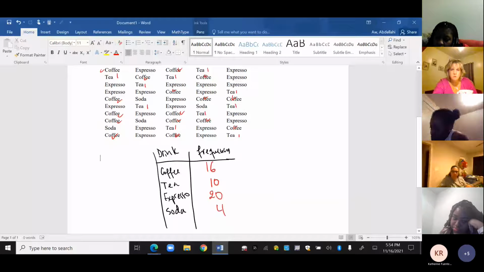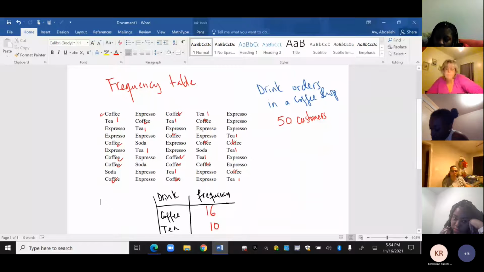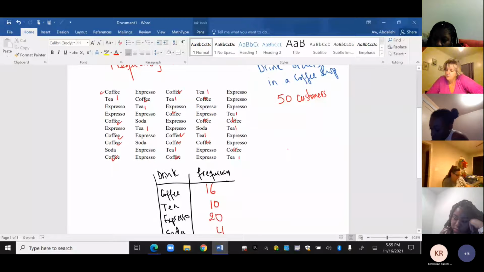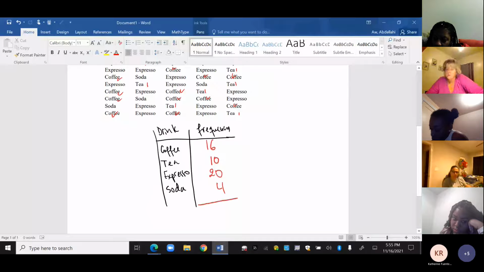Now, there's a way. This says we asked 50 customers, right? So if they say 50 customers, one way to check your answer is to add up the frequencies. When we add up the frequencies, we must find 50, right? That is one way to check your count. Is my count correct or not? Yes, this is 50.